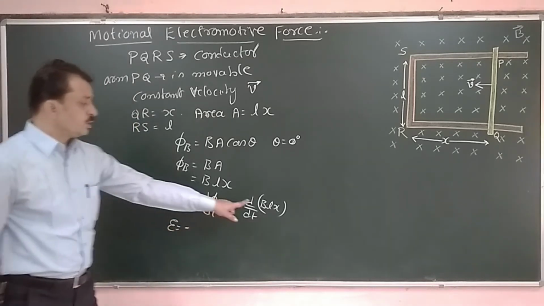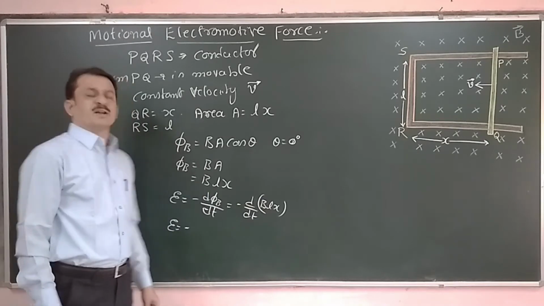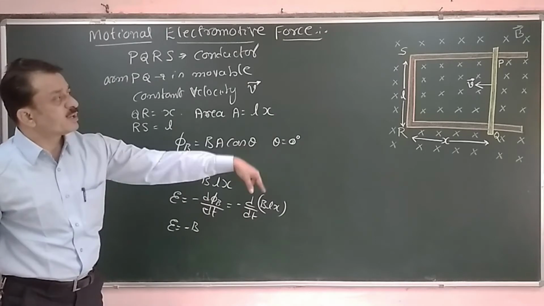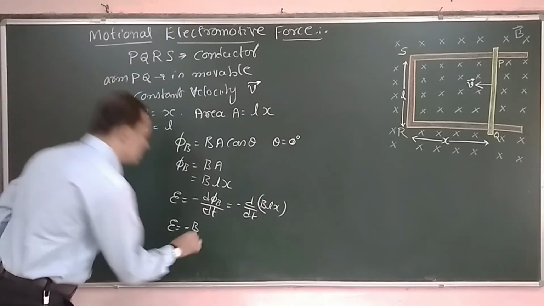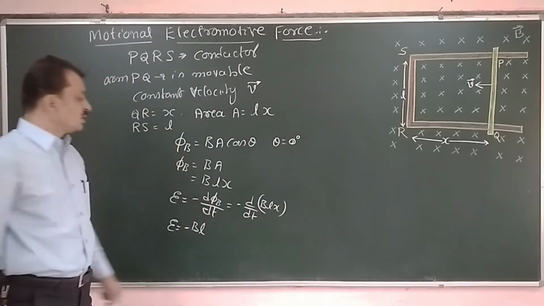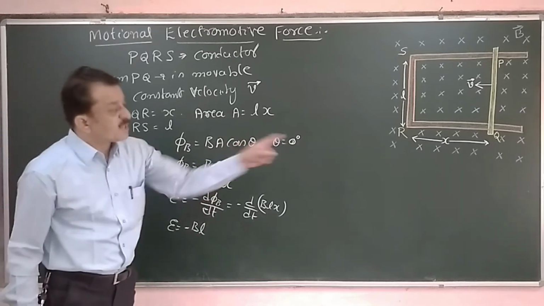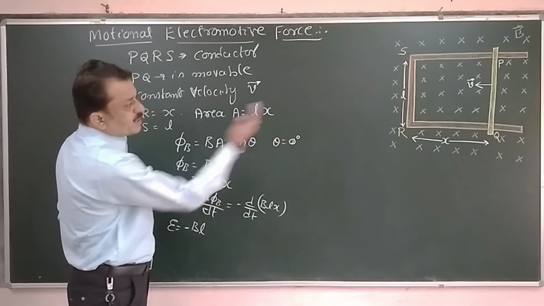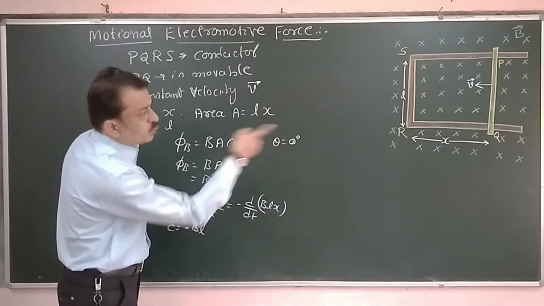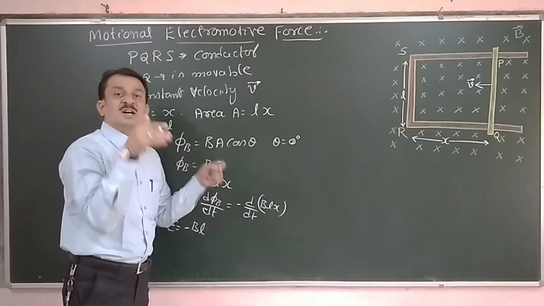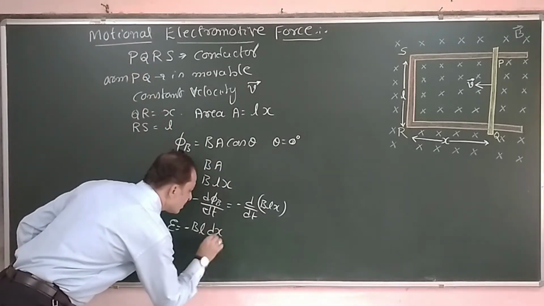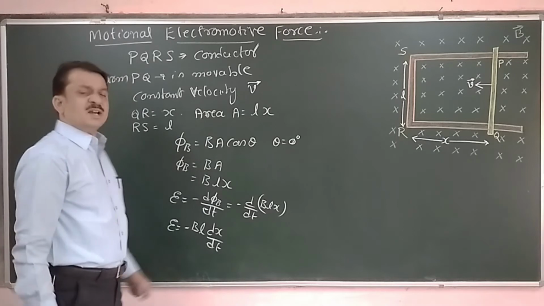Therefore, the induced EMF is minus of B, the strength of the magnetic field, which is a constant and is taken out. L is the breadth of the rectangular loop, which is also a constant. The only variable is x, because as and when the arm PQ is moving inwards, that length QR goes on varying. Therefore, it becomes dx by dt.